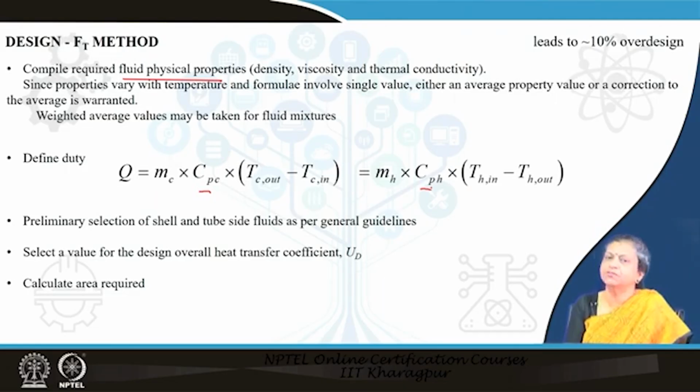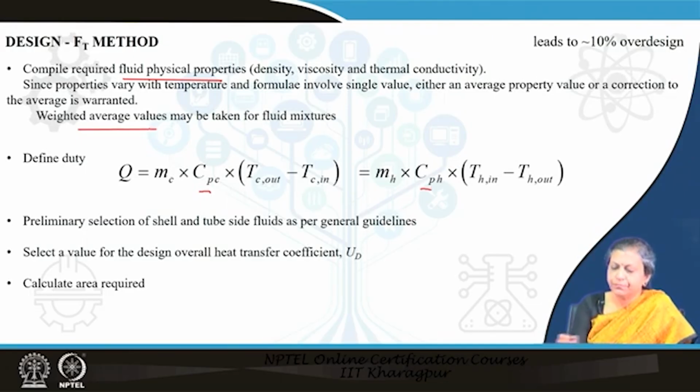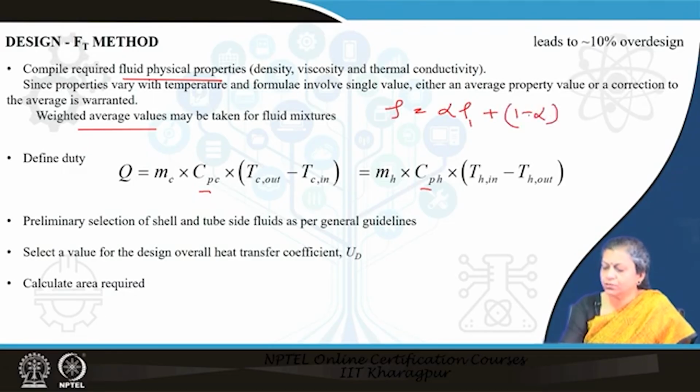it can happen that we are dealing with fluid mixtures. It can be a vapor liquid mixture, it can also be a mixture maybe of two liquids. When such a situation arises, quite naturally you have to take the weighted average values. For example, the rho of the mixture is going to be the volume fraction of component 1 times the density of component 1 plus the volume fraction of component 2 times the density of component 2.